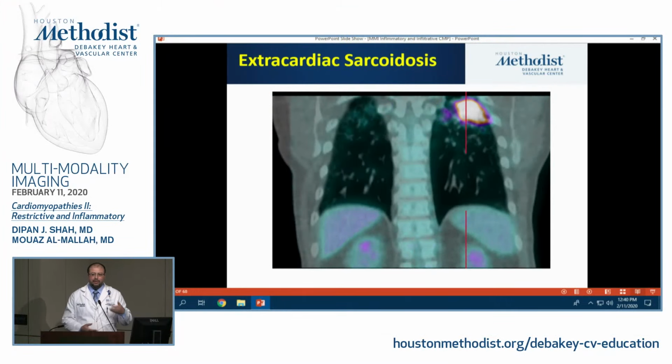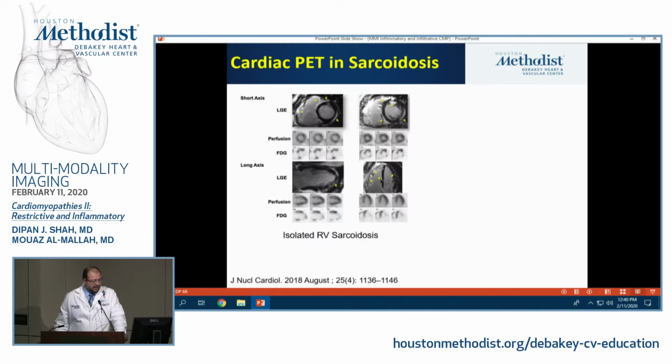Our machine has a field of view of 26 centimeters, so this is not the usual kind of coverage for other PET scanners, but this allows you to see more than what we usually see in other scanners. We can also see some RV uptake in here. So this is a patient who has an RV late gadolinium enhancement, and if you look in here, there's a faint FDG uptake that you see in the RV.